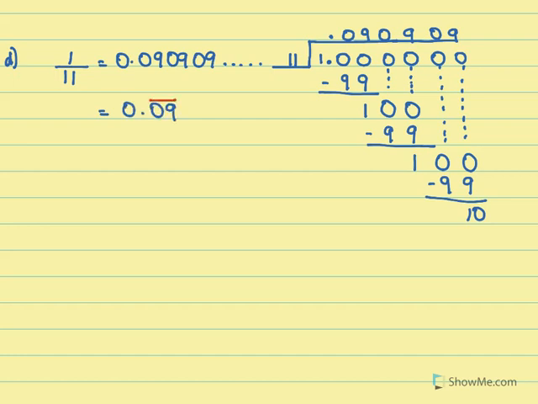0.09, and we have the bar over 09 because it's 0909 that keeps repeating. So this is a non-terminating decimal because the division keeps going, but however it is also repeating. 0909 keeps repeating.